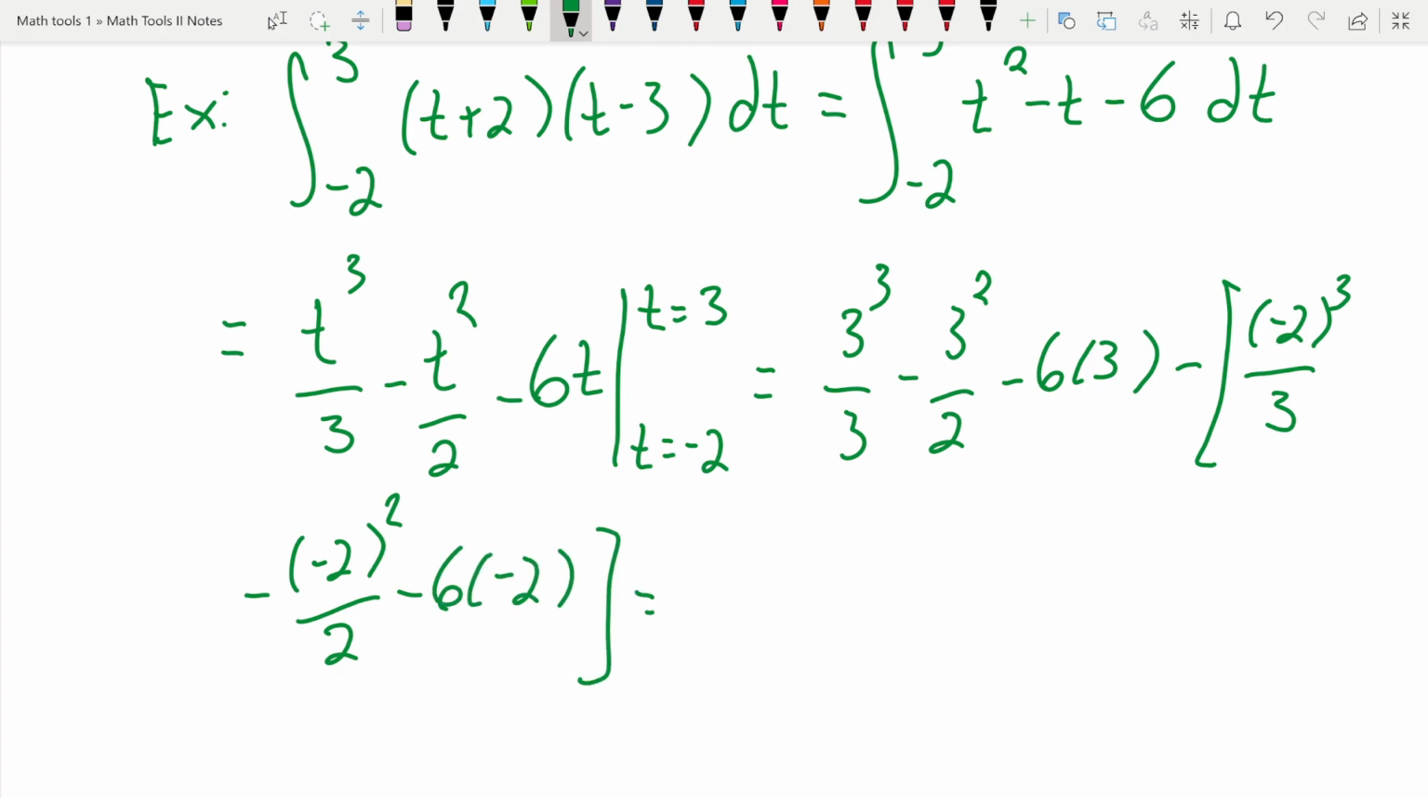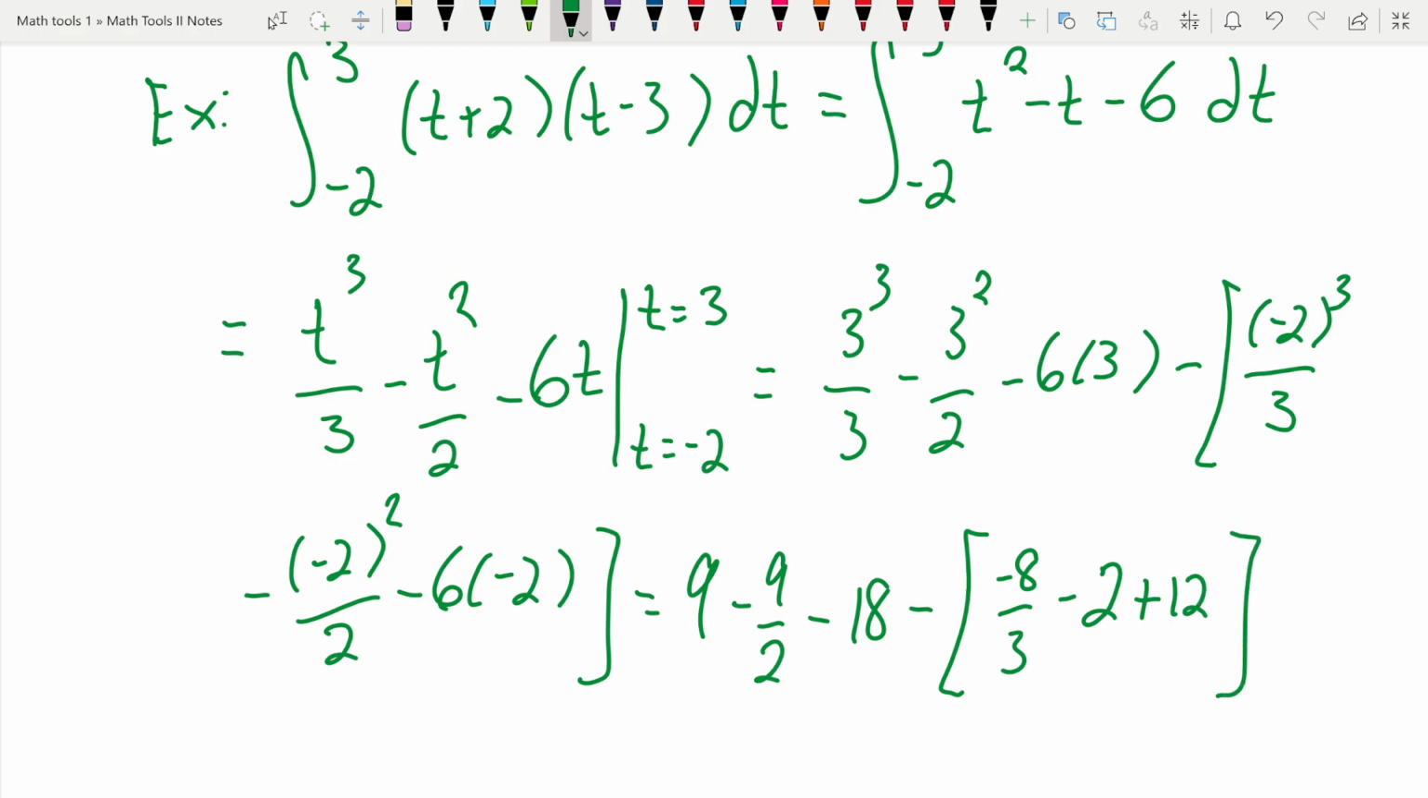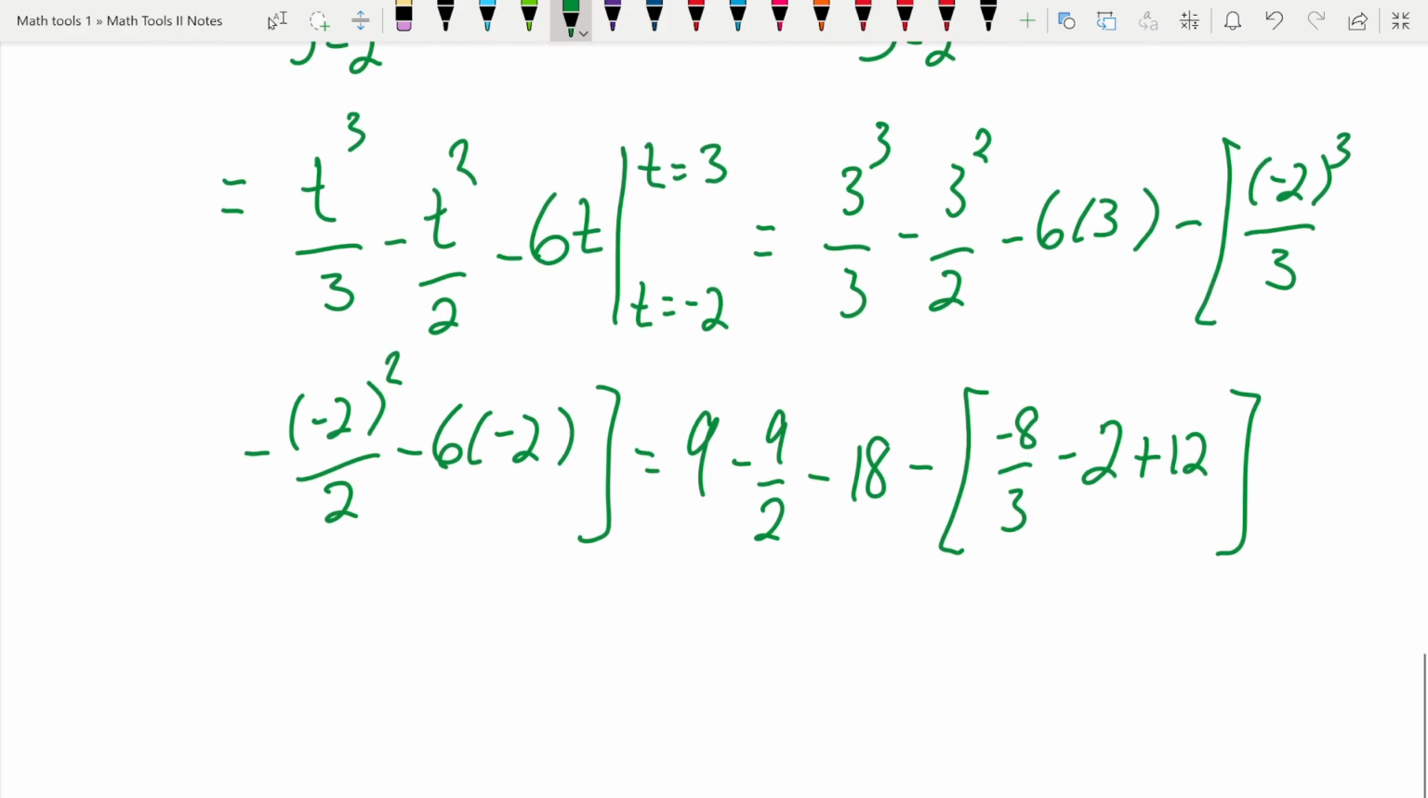Okay, I want to be careful with all the signs here. Just take it step by step. So that's 9. This is 9 over 2. We'll just leave it as a fraction for now. This is 18. Let's just do the whole thing on the inside first. -2 cubed is -8. -2 squared is 4. Divided by 2 is 2, and we're minusing it. -6 times -2 is plus 12. I apologize if I make an arithmetic error somewhere here, because there are so many pieces that it's very prone to that.